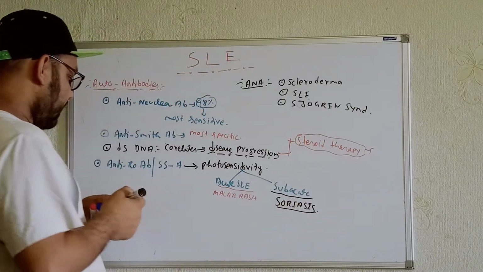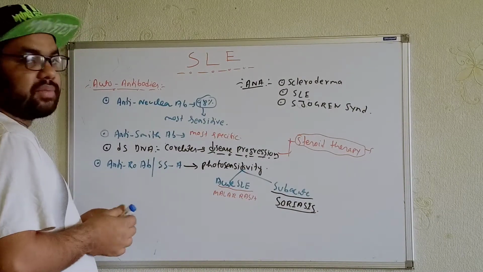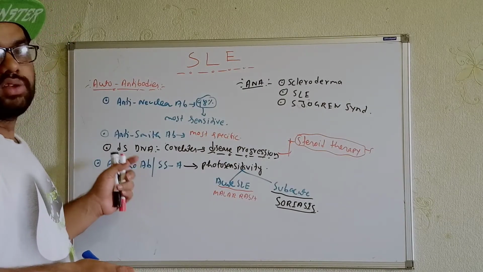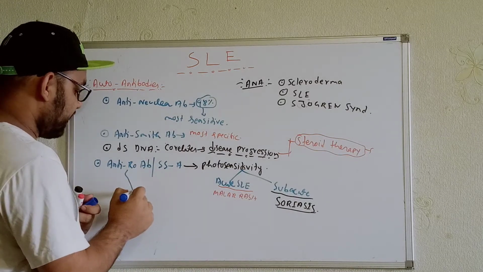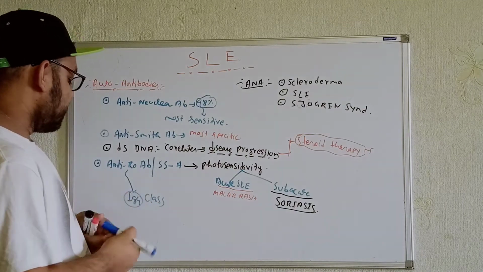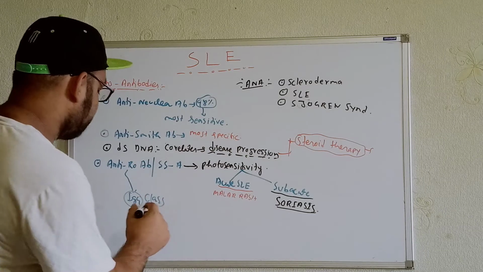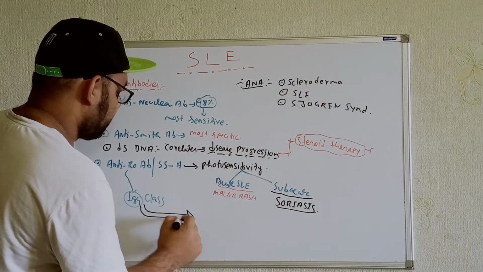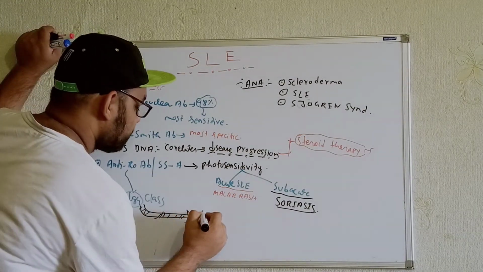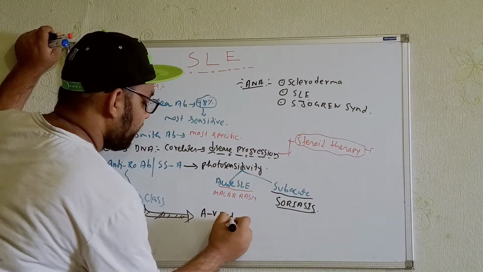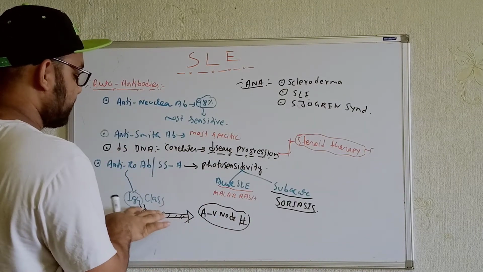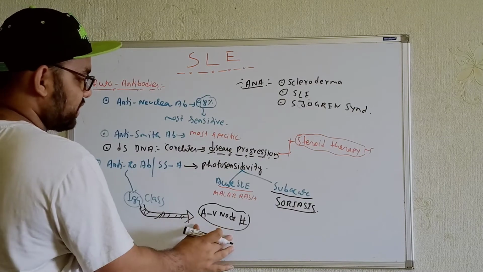Now see, the anti-RO antibody or the SS antibody comes under the class of IgG antibodies. Whenever we get this type of antibody under the IgG class, we know that this antibody can cross the placenta. Similarly, the anti-RO antibody will go through the placenta to the fetus, and whenever they come to the fetus, they will block the AV node.